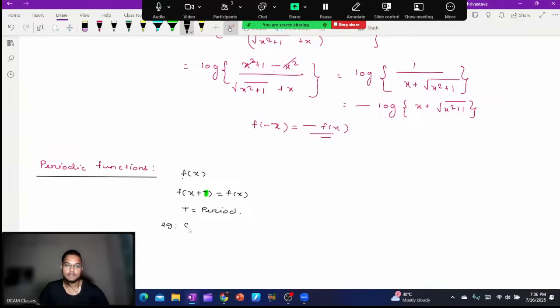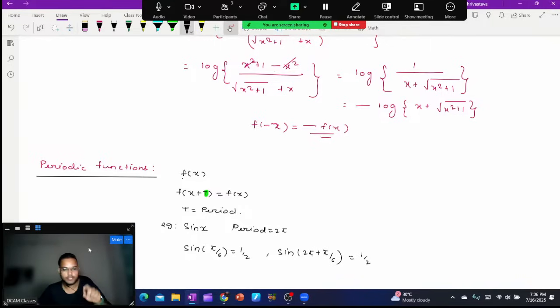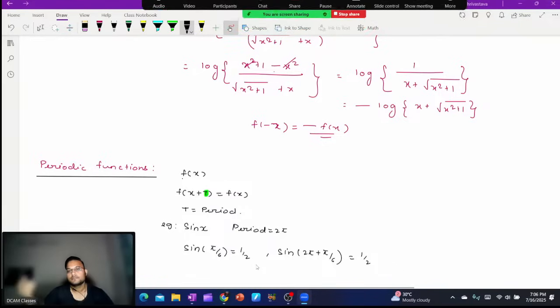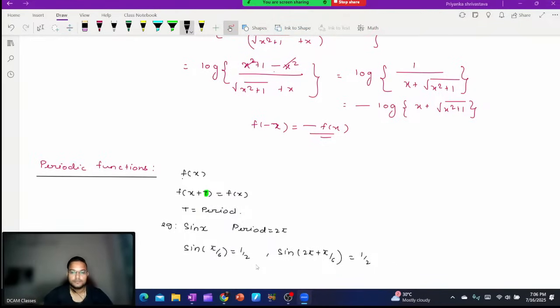Example is sin x. Period is 2 pi. If I say sin of pi by 6 is 1 by 2, then sine of 2 pi plus pi by 6 is again 1 by 2, right? So after we rotate by 360, we are again reaching the original angle only. That's why.